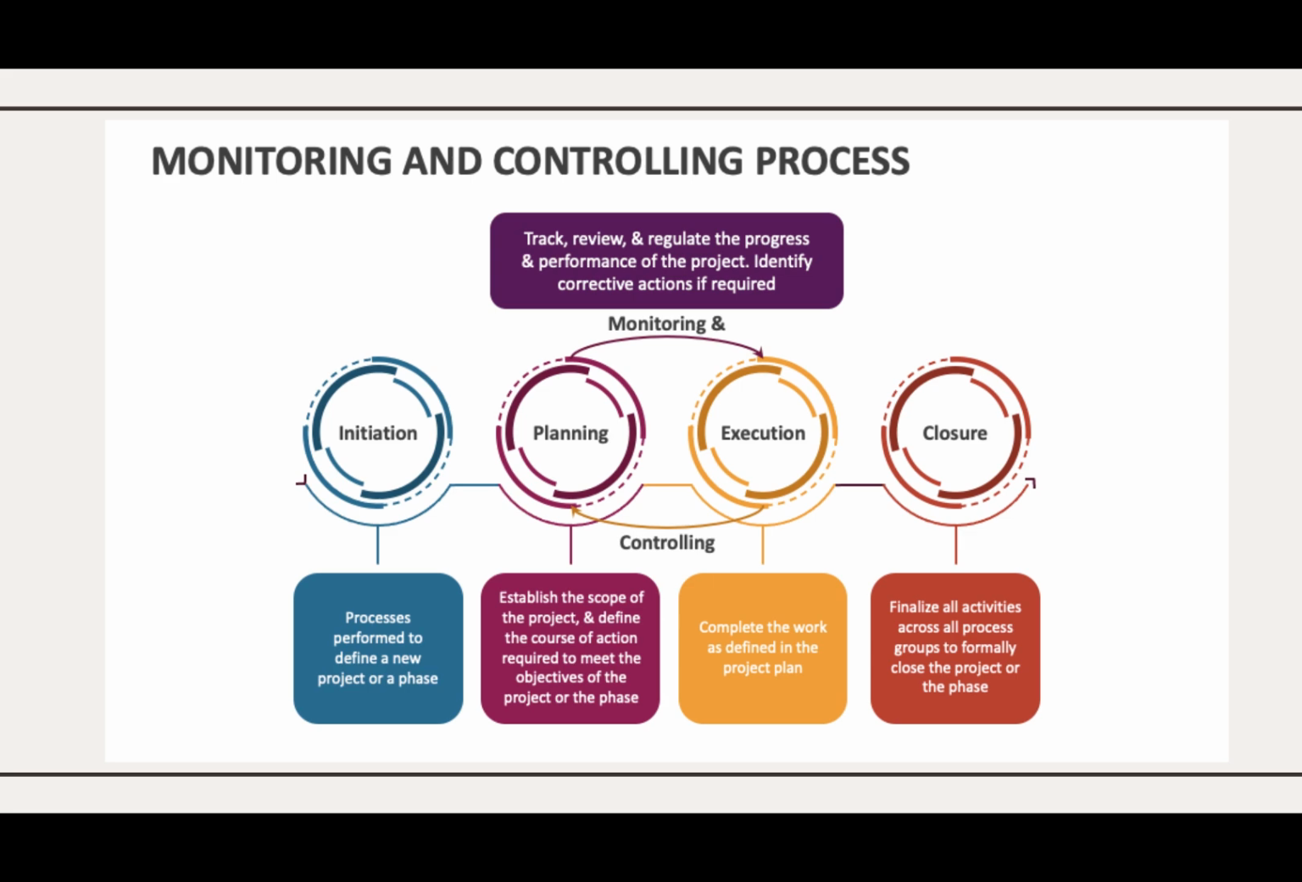The closing phase. Before a project can be officially closed, it must be confirmed that all project objectives have been met. The monitoring and controlling processes ensure that all deliverables are completed and meet the required quality standards. This phase includes finalizing all project activities, obtaining formal acceptance of deliverables, and conducting a post project review to capture lessons learned and best practices for future projects.